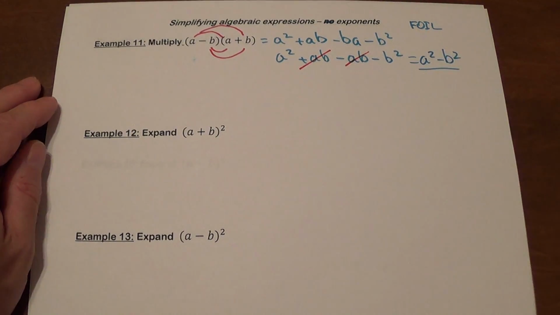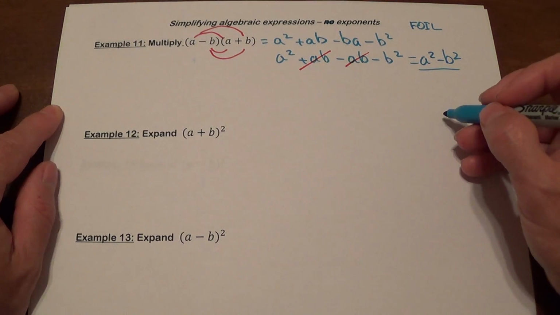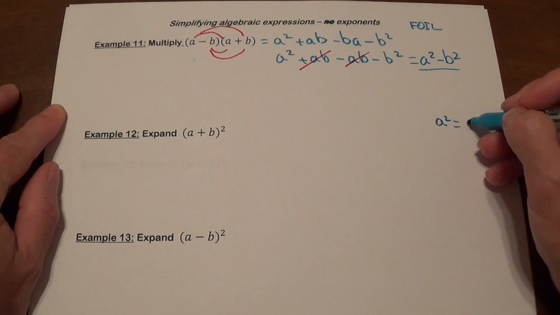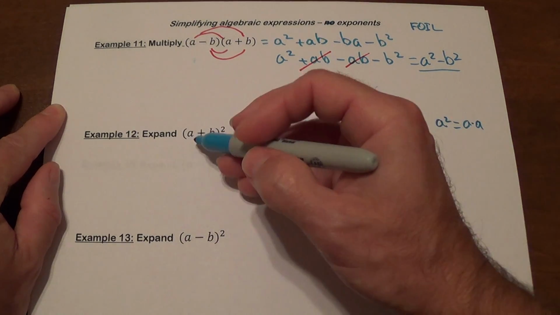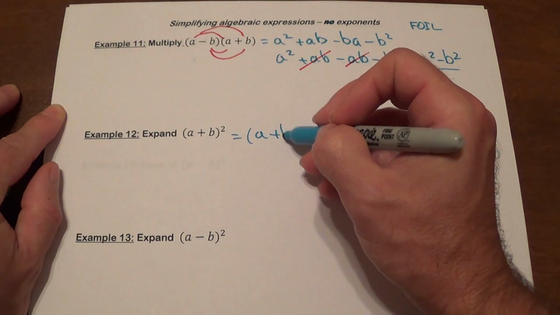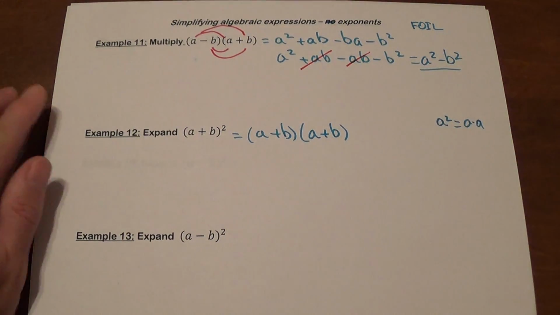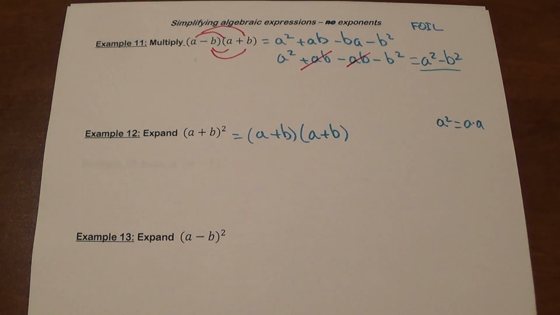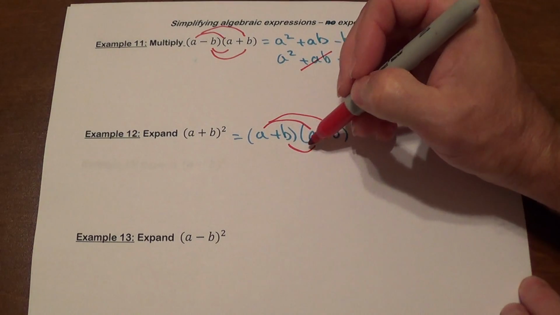How do you handle problems like this? Well, we need to remember, when you square something, if you have a squared, that means it's a times a. So if I want to square a plus b, I can rewrite that as a plus b times itself, times a plus b. And now we're going to FOIL it, just like we did in the previous problem.